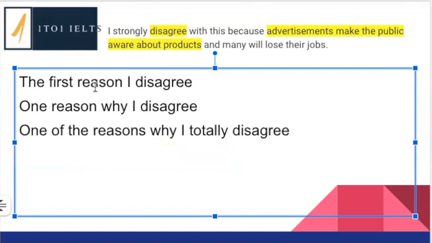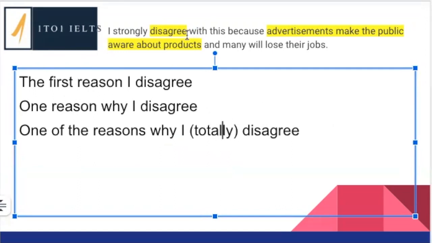And we've got one of these three. So the first reason I disagree, one reason why I disagree, one of the reasons why I disagree, or totally. Do I have to mention the totally in my topic sentence? Mary says, not really. Yep, I completely agree, Mary. So this is optional. You could put the totally.